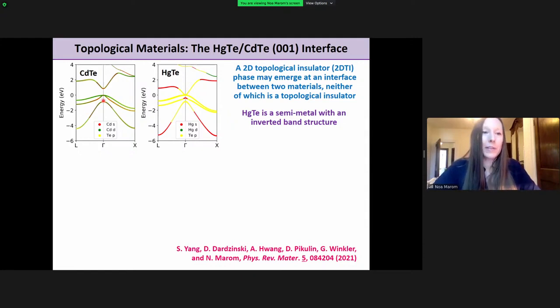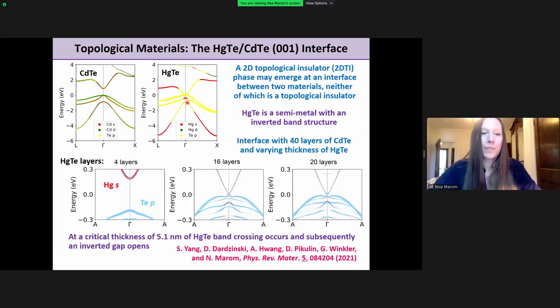So here we have two materials. Cadmium telluride is just the wide gap semiconductor. And then mercury telluride is a semi-metal, and it has an inverted band structure, as you can see here, where the mercury S states form the top of this band here, and the P states form the bottom of this band, the tellurium P states. Okay, so what happens if you interface these two materials?